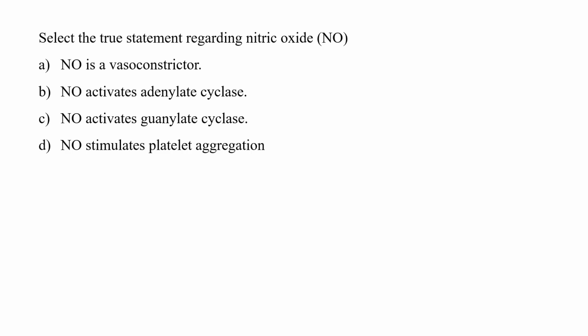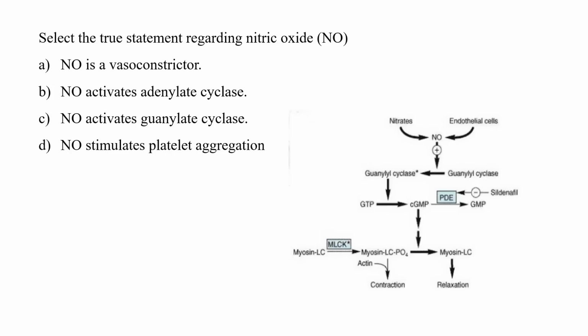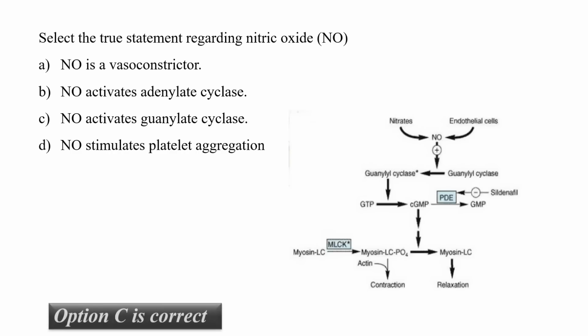Select the true statement regarding nitric oxide, NO. NO is a vasoconstrictor. NO activates adenylate cyclase. NO activates guanylate cyclase, or NO stimulates platelet aggregation. Nitric oxide is basically a vasodilator which inhibits platelet aggregation. So options A and D cannot be correct statements regarding NO. NO basically activates guanylate cyclase activity, which actually inhibits the adenylate cyclase activity. So option C is the correct answer.